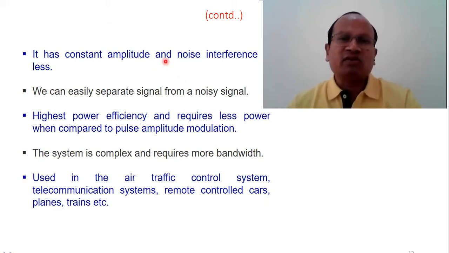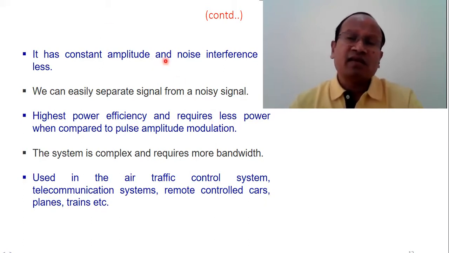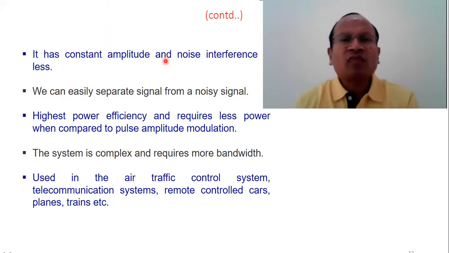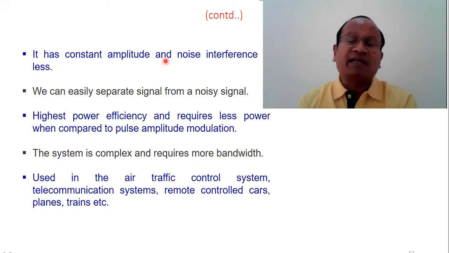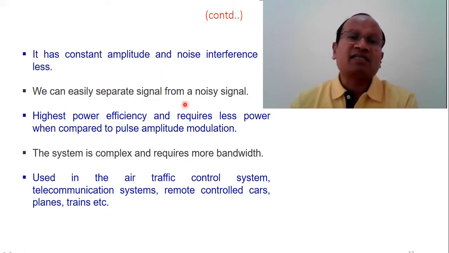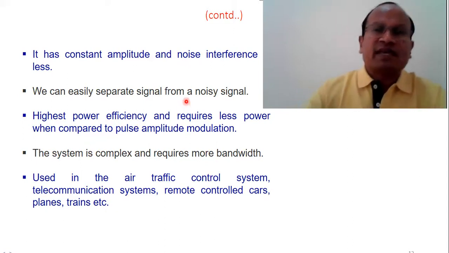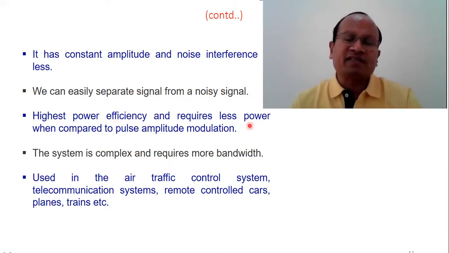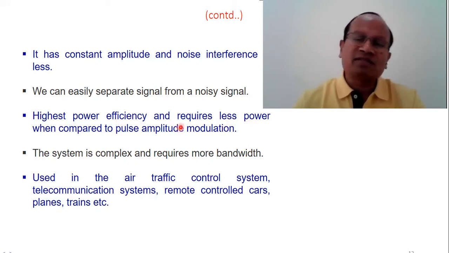It has constant amplitude, so noise interference is not a major concern in PPM, because whenever there are amplitude variations, the possibility of noise interference becomes more. So it's less here. We can easily separate signals from a noisy signal, even if there is some amount of noise, since all amplitude levels are the same. So separation is not a difficult task. It has the highest power efficiency, and it requires less power when compared to pulse amplitude modulation. Power loss is less.